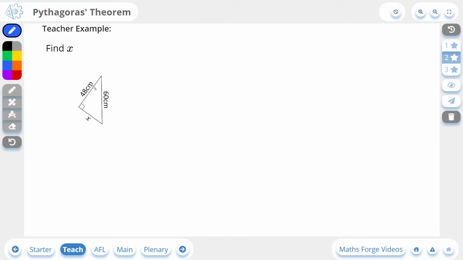Here we're given one of the smaller sides and the other smaller side is x, so we have to find it. But they have given us the hypotenuse. So let's use Pythagoras' theorem to solve this. Pythagoras' theorem states that the two smaller sides squared and added together gives you the largest side squared. So it's going to be 48 squared plus x squared is equal to 60 squared. Your hypotenuse, the 60 centimeters in this case, will always be on the right-hand side of the equation.